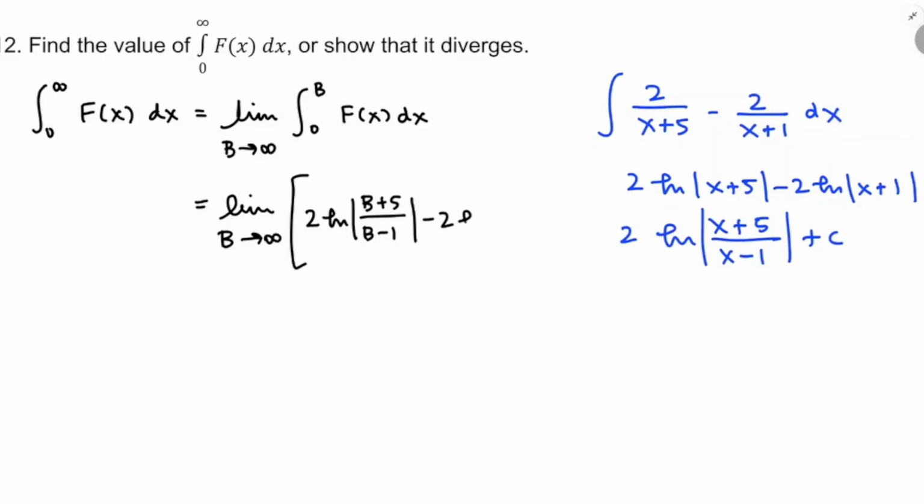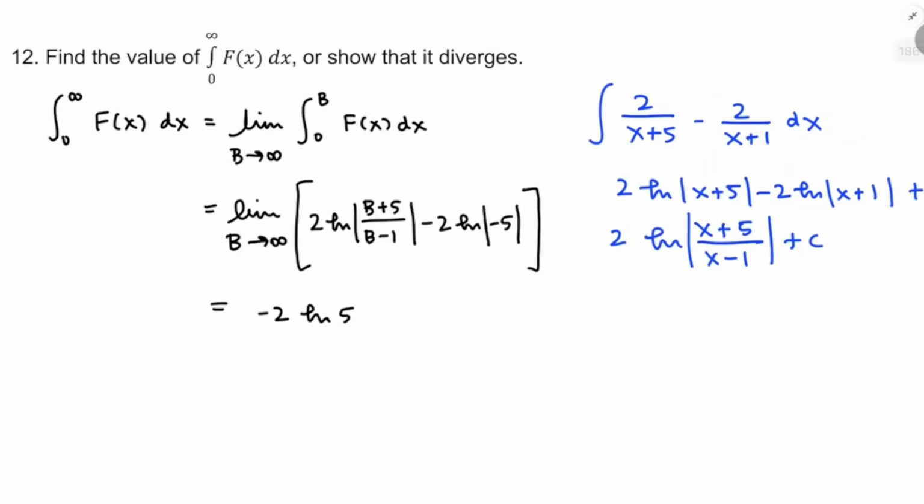Minus 2 log, unless something bad happens here with the inside of the log when I plug in 0, but I don't think that's going to happen. Okay, 0 plus 5 over 0 minus 1, so that's the log of the absolute value of negative 5, which is not a problem because we're taking the absolute value. And so that's going to equal 2 times the natural log of 1 minus 2 times the natural log of 5. So negative 2 natural log of 5.